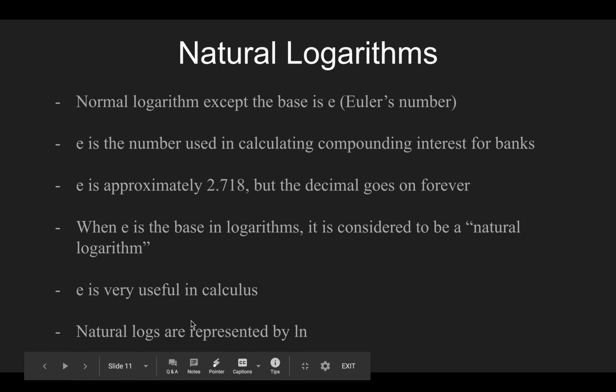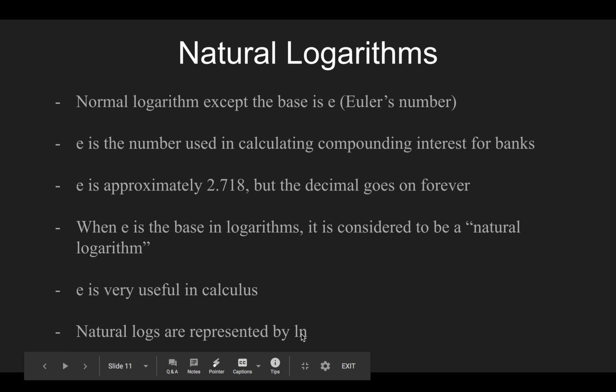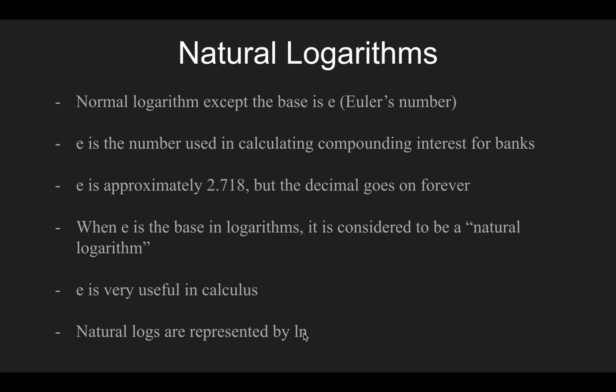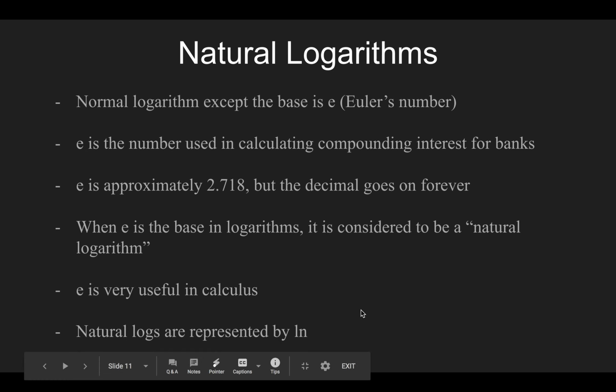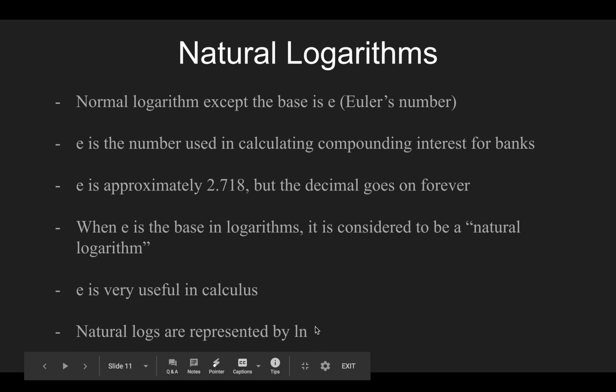Natural logs are represented by ln. I have literally not the slightest idea why they chose ln. To me, it doesn't make any sense. My only thought is maybe Yoda was in charge of the math department that day, and it was "natural log." But I honestly couldn't tell you. If you see ln and then a number, all that means is base e. Kind of like how if you just see log and then a number, it's assumed the base is 10. Same thing: if you see ln, it's assumed the base is e.